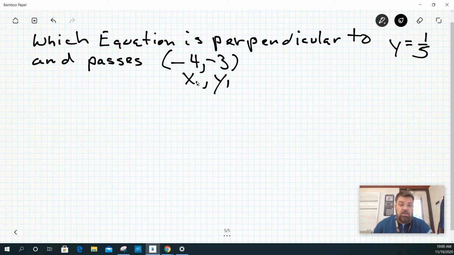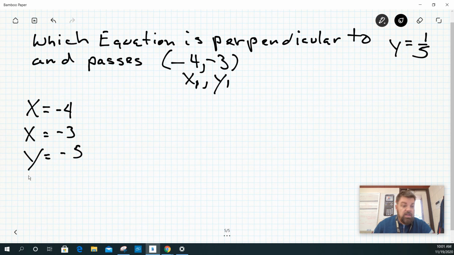All right, so normally we would figure out what the slope is, blah, blah, blah. But let's graph this, okay? And let me write down the options. So I've got x equals -4, x equals -3, y equals -5, and y equals -3.